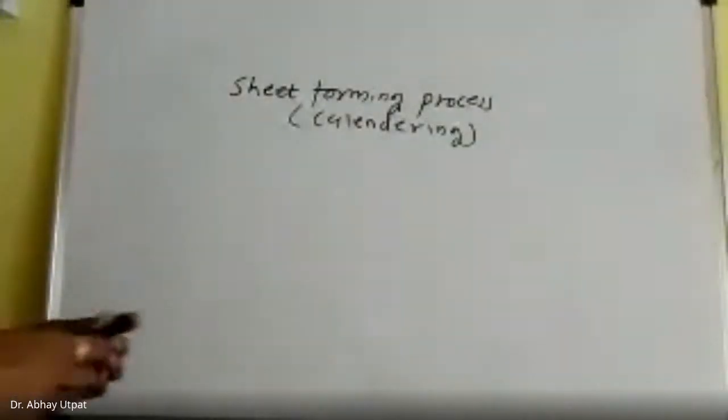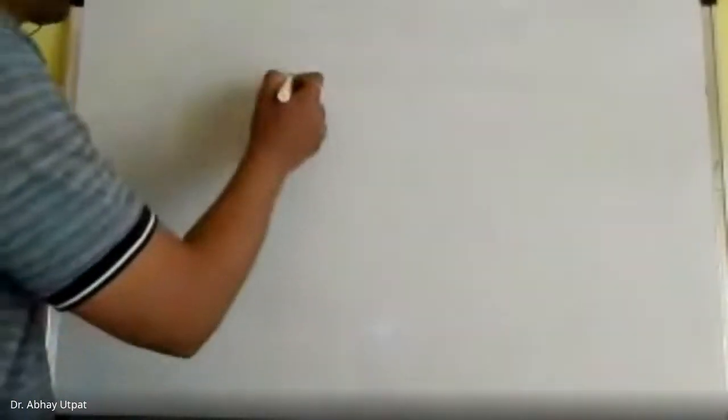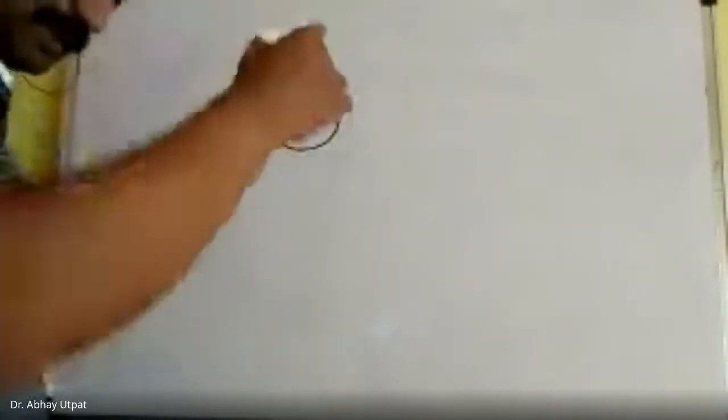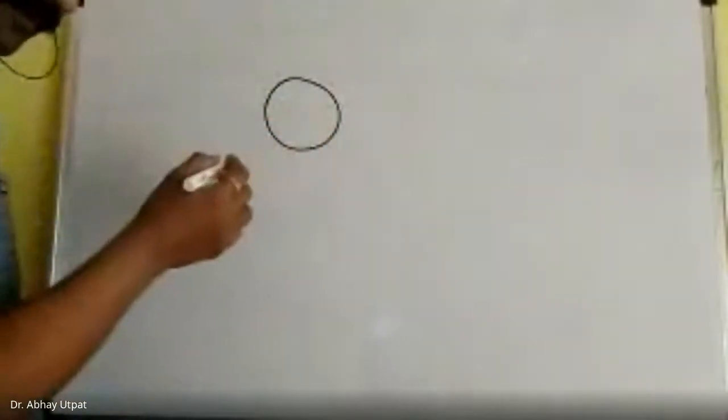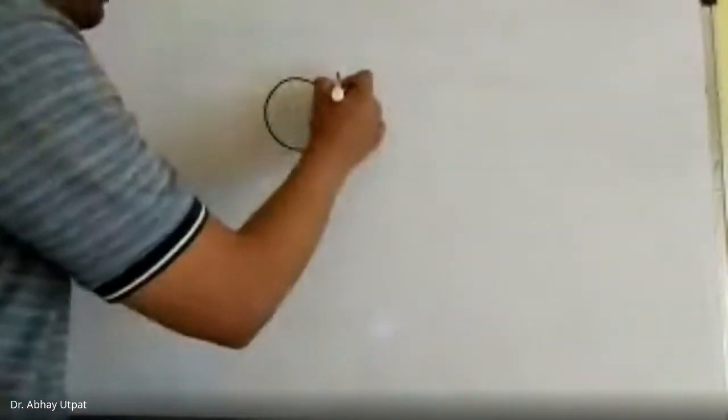And now make star marks and write: calendering is one of the most expensive processes, used for producing special products like floor coverings, PVC films, etc.